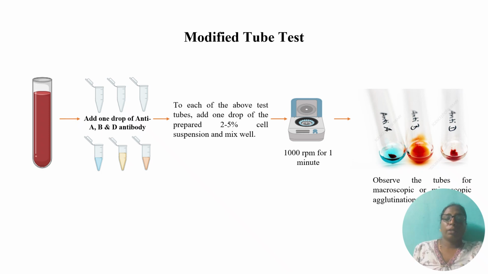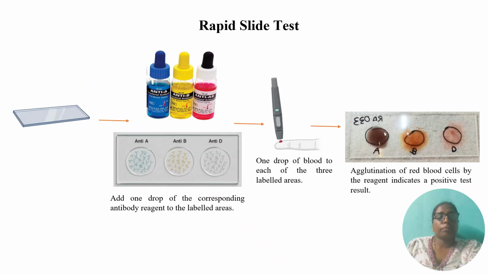And if there is no agglutination, it is going to be negative. So it says that the blood group is A, B or O. Either A or B will be there along with that.